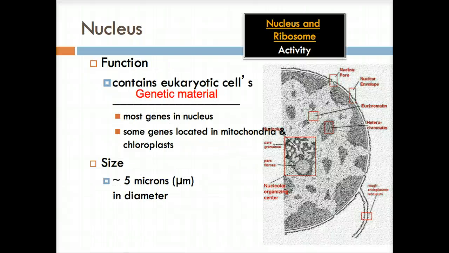All right, so let's start off with our first major organelle called the nucleus. The function of the nucleus is that it contains the genetic material, also known as the DNA or RNA of the cell. Most genes are in the nucleus, and some genes are located in the mitochondria, but for your purposes, we're going to focus on the nucleus. The size is about 5 microns in diameter, so again, that just means it's the largest.